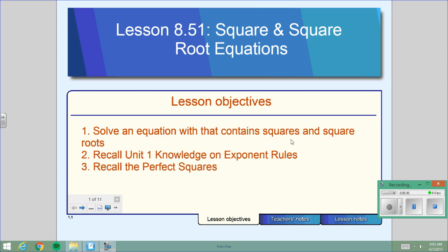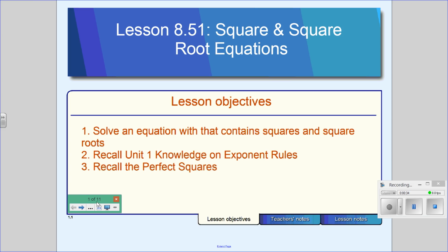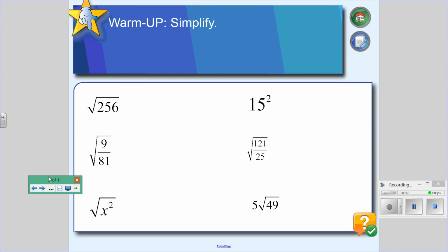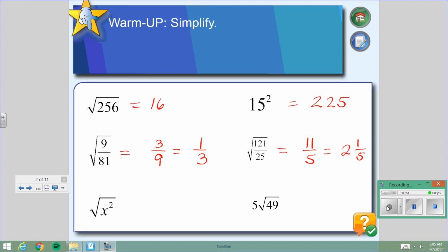We're going to recall some Unit 1 knowledge on exponent rules and when to apply them and when not to apply them and what they apply to. Remember, exponents are all about that base. Recall the perfect squares. So, warm up. Let's see what you remember from Unit 1 and evaluate some of these square roots here. Pause the video. I'll do the same. See if we come up with the answers.